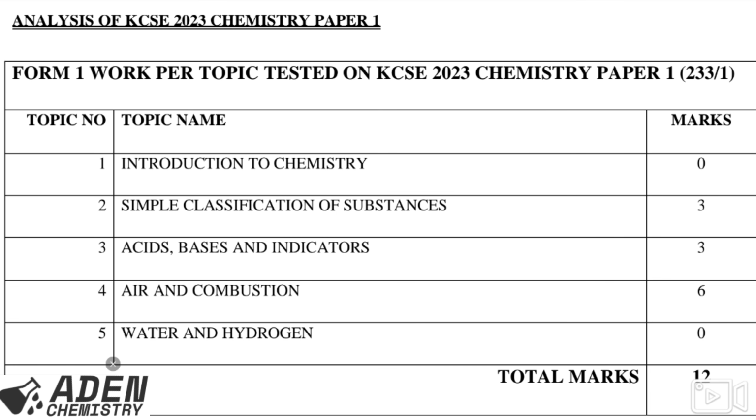So next, let's go to the analysis of the KCSE 2023 chemistry paper 1. So here we are going to see Form 1, Form 2, Form 3, and Form 4 work by topic tested on the KCSE 2023 chemistry paper 1.